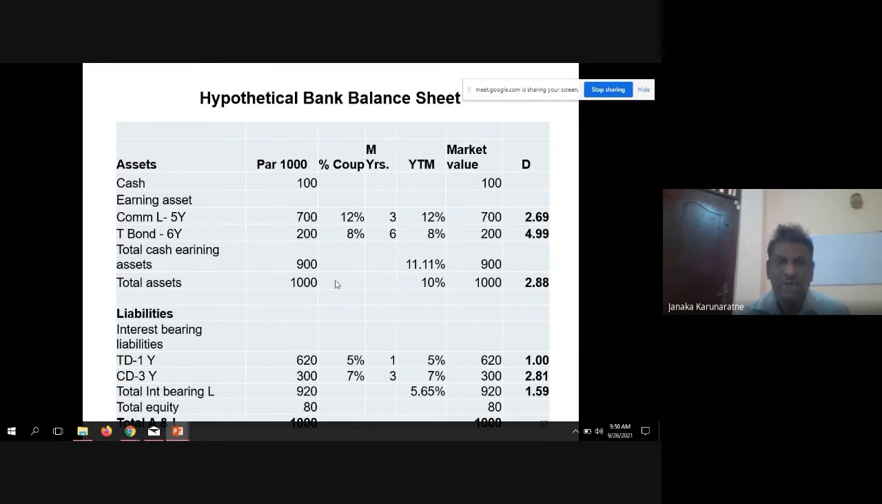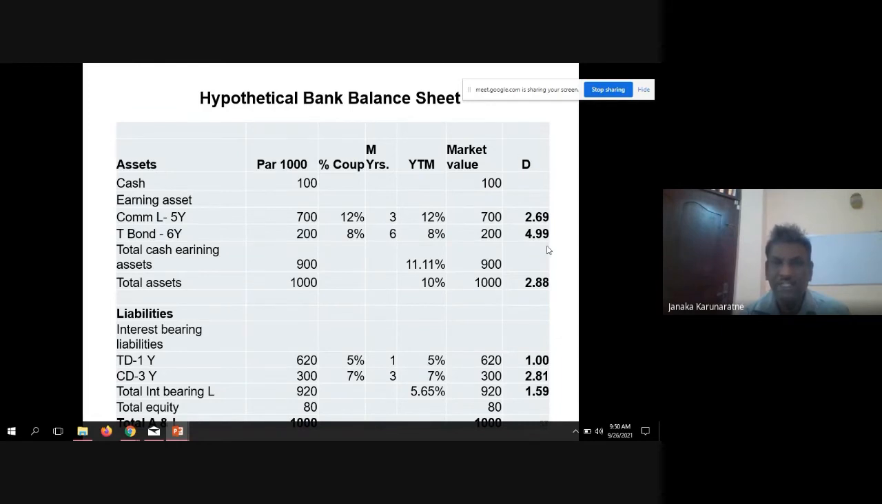Then total cash earning assets 900. The total assets. Yield to maturity 10%. Market value is 1000 because of this market value 100, 700 and 200 altogether 1000.